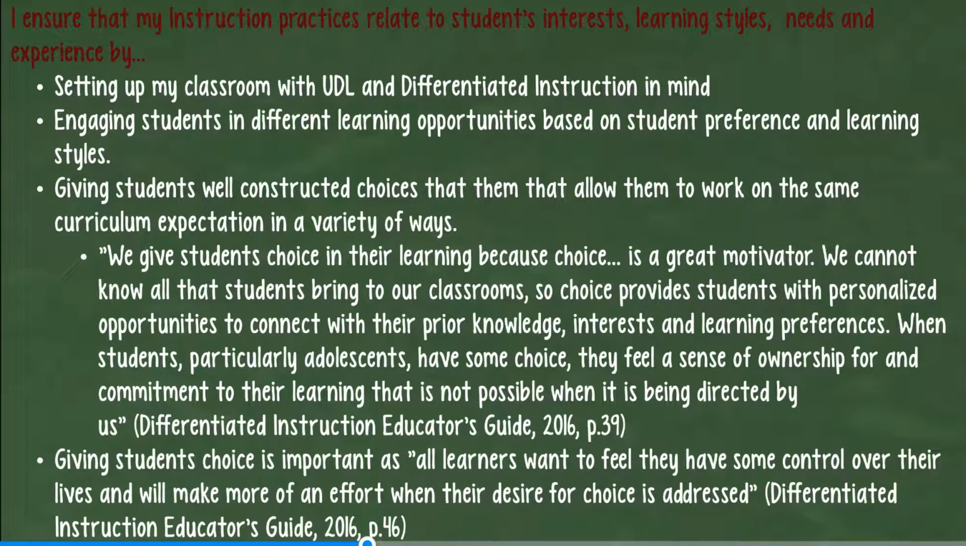I recently learned about choice boards, which I think are awesome ways to give students structured choice and cater to their interests. It is important that student choice is well structured and well constructed so as not to overwhelm the students. The DI Educator's Guide on page 39 and 46 explains how choice is a good motivator and allows students to feel that they have ownership and control over their lives and learning. It also provides students with a personalized opportunity to connect their prior knowledge, interests, and learning preferences to the content.